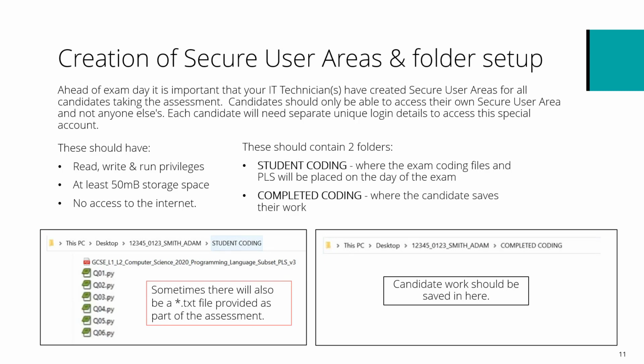Inside the exam profile, 2 folders should be made. One which is called student coding. I don't think uppercase is mandatory, whatever you call it. It can be student coding, and another folder, completed coding. And the idea is that in the student coding folder, we drop the seed code files, which they will work on based on the questions on the paper. The completed coding folder is where they're supposed to save their modified work.